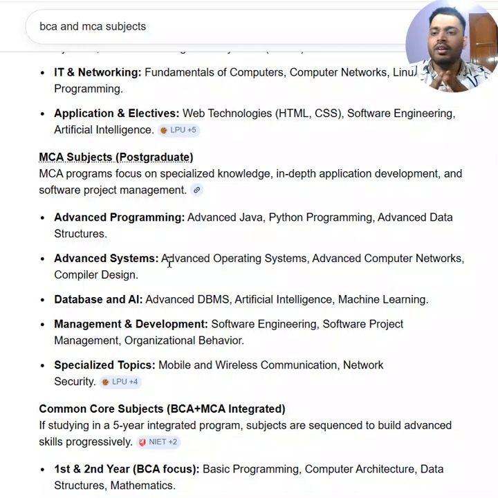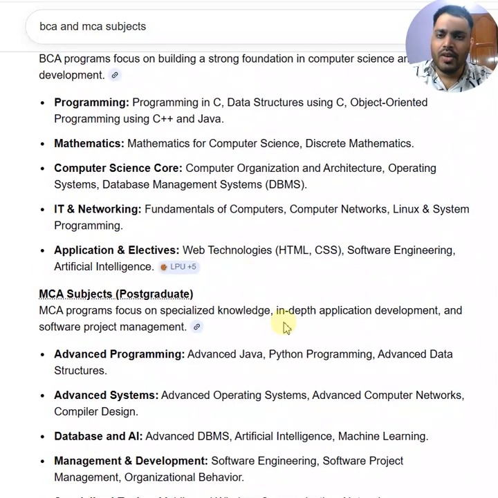Then there are specialized topics like wireless communication, mobile communication, and network security for network related roles. So as you can all see, the subjects that are proposed in BCA and MCA programs are all the core subjects, both fundamental as well as core. In the fundamentals, you have computer architecture, operating systems, and computer networks. Whereas for coding and programming, you have DBMS, machine learning, AI, and HTML, CSS as well. So BCA and MCA offer a good amount of knowledge.